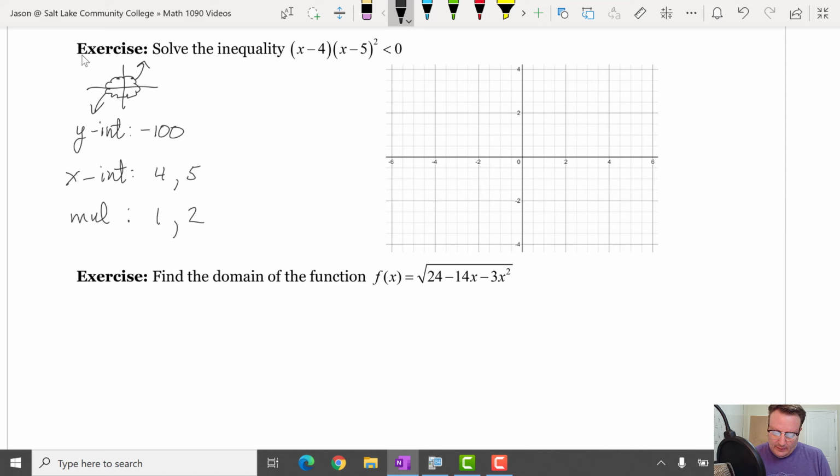Okay. I can't plot that y-intercept, but I can plot the x-intercepts here at 4 and 5. Okay. Now that I've plotted my intercepts, I'm going to plot the long run behavior. So I have this kind of behavior.